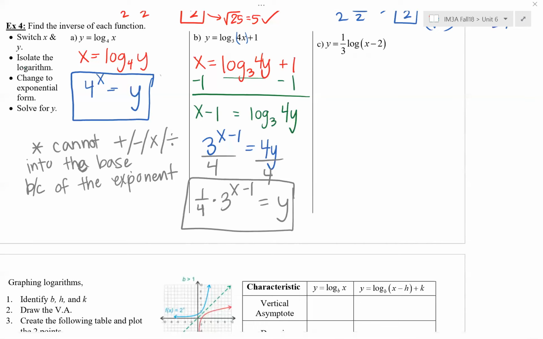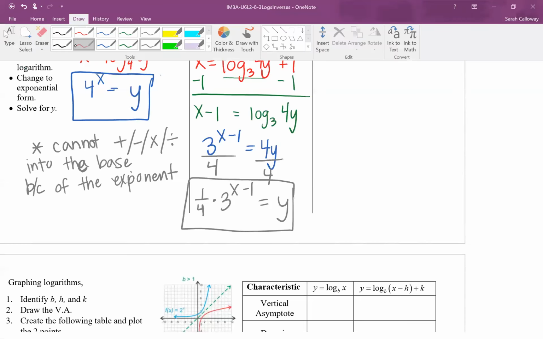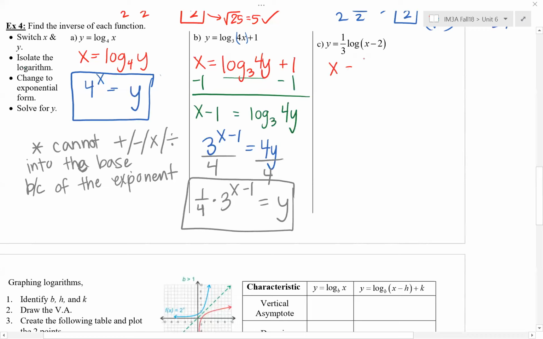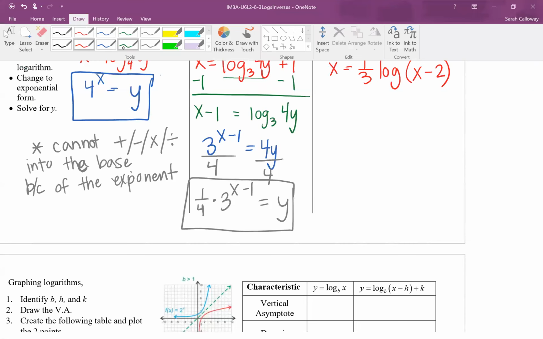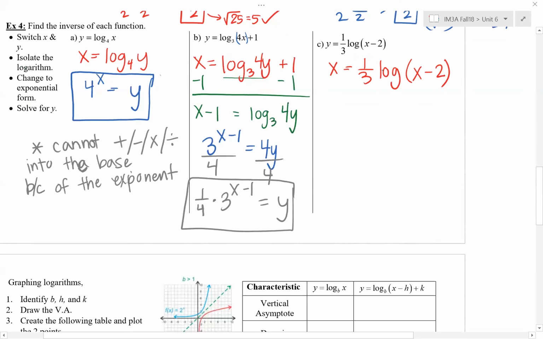So for our last one, we're going to follow the same process. So we're finding the inverse. We've got to switch x and y. So we're going to rewrite it as x equals 1/3 log of x minus 2. We want to get that log by itself. So right now that log is being multiplied by 1/3. So remember, to get rid of multiplying by a fraction, we want to try to multiply by its reciprocal, which in our case is 3/1. So on the left side, it's just going to turn into 3x. On the right side, 3 divided by 3 ends up being 1. So we just got 1 log of x minus 2.